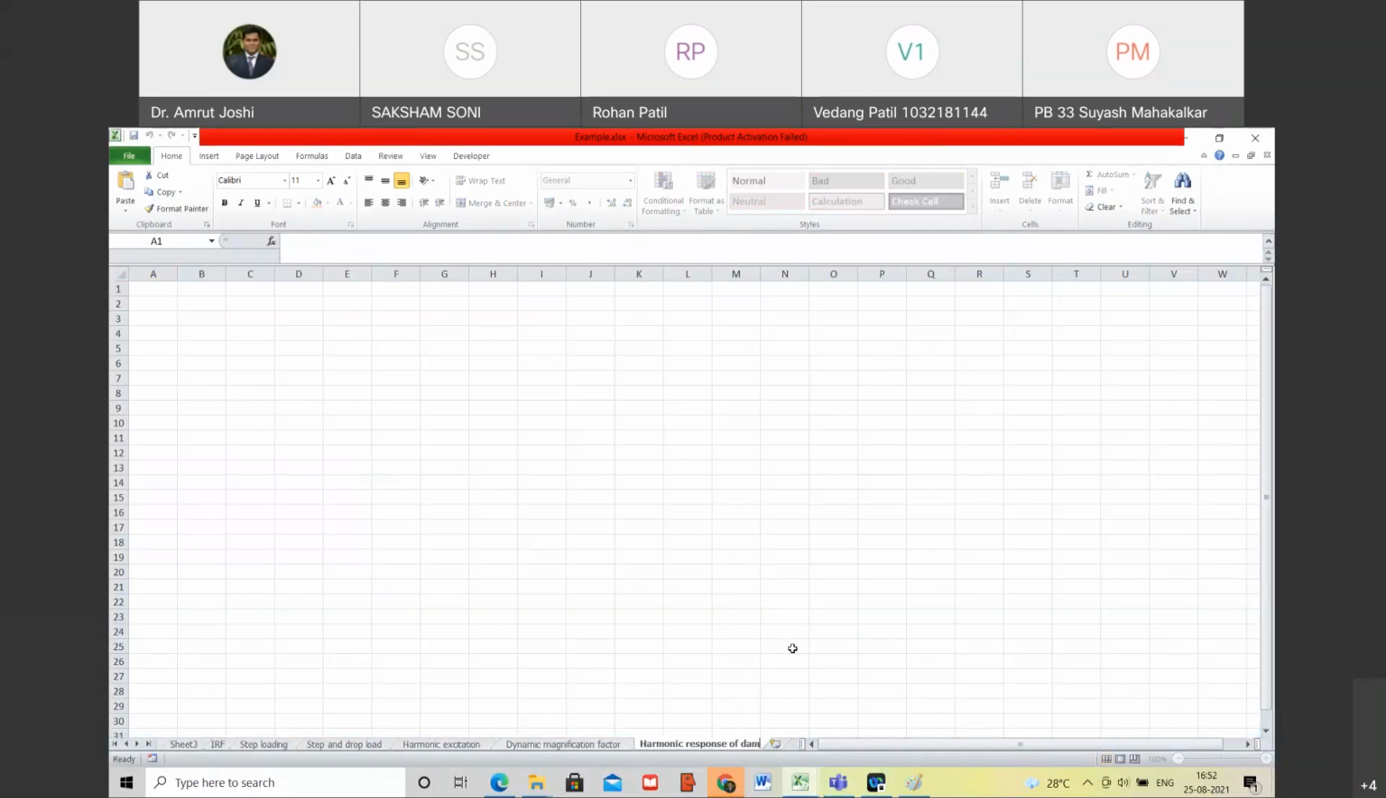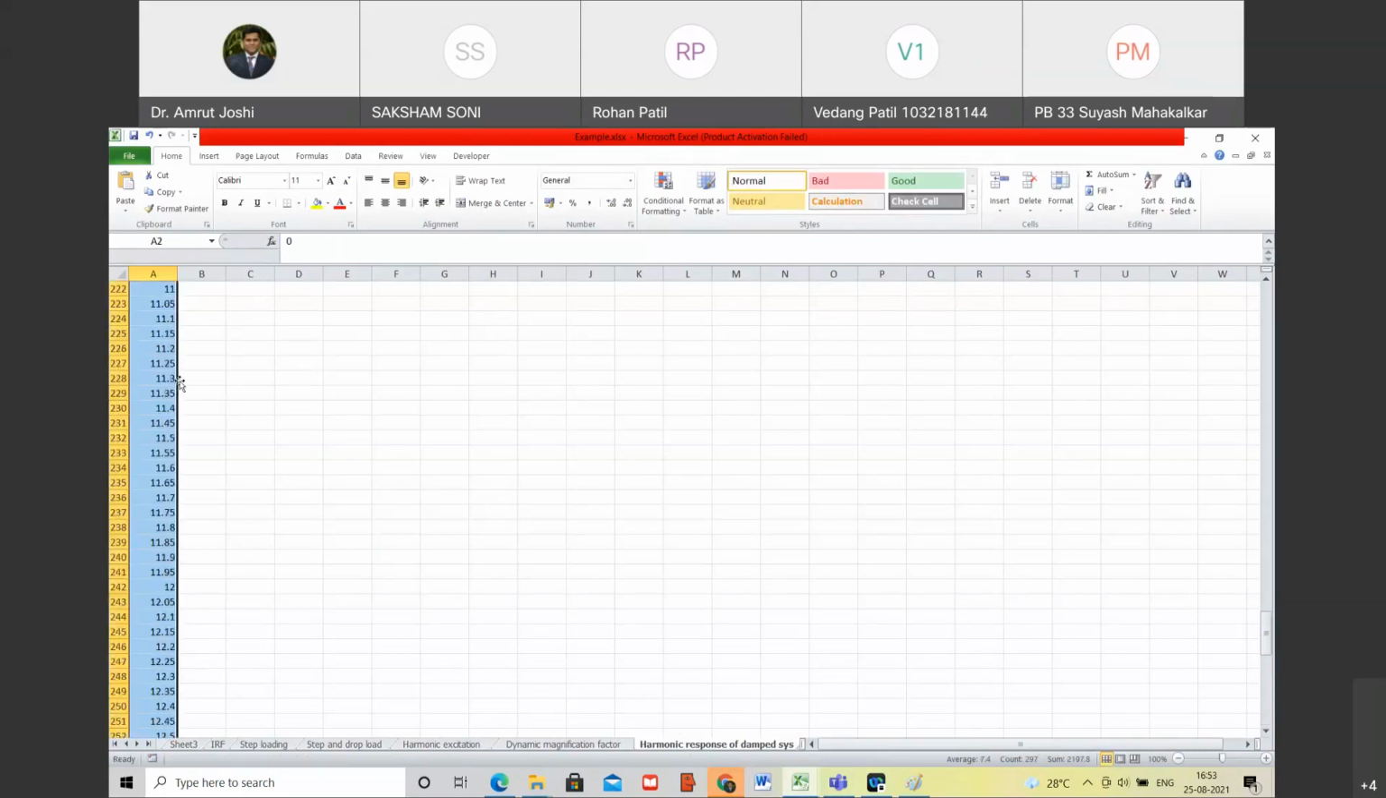of a damped system. So the damped system's harmonic response at resonance, that's what we are trying to do. So the first column is t, 0, then 0.05 in these multiples, and we will go up to 10 seconds.